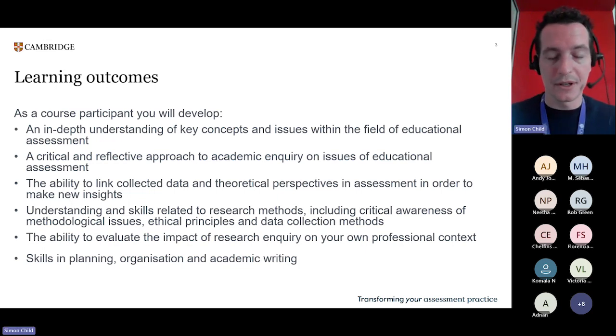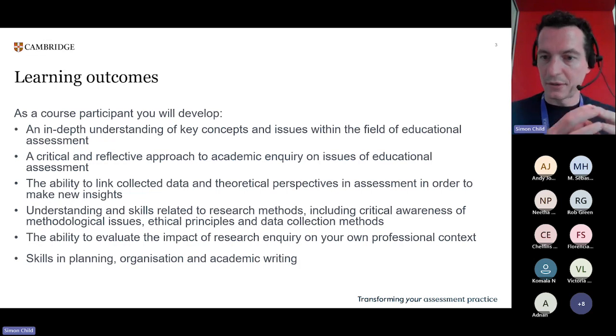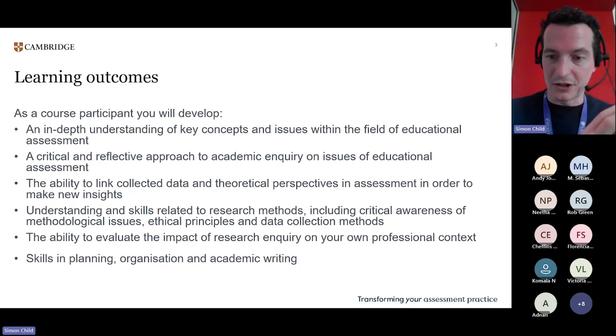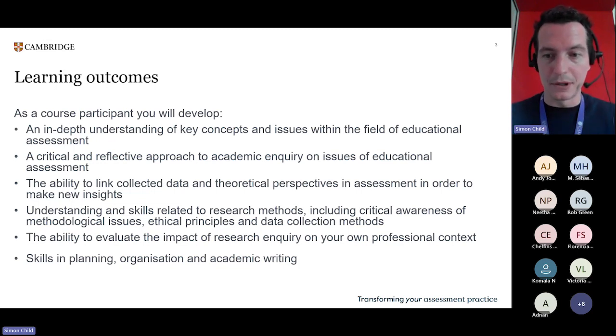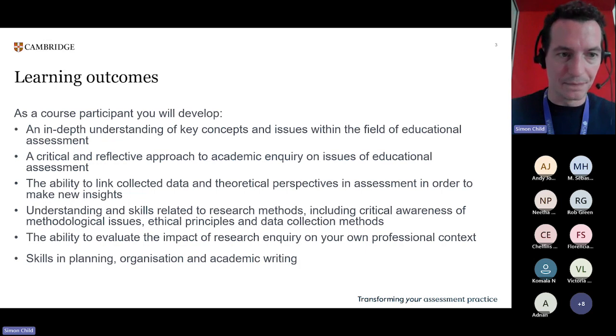So in terms of learning outcomes, on the course, you'll develop a range of skills and knowledge specific to educational assessment, assessment for learning, and so on. But you'll also pick up a number of broader research-based and 21st century skills as part of the course as well, at a very in-depth and sophisticated level.